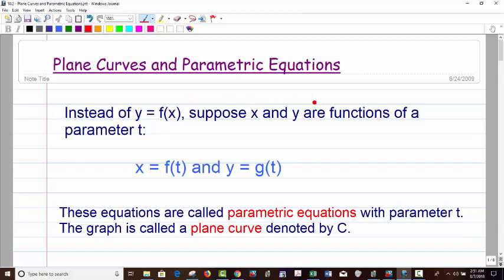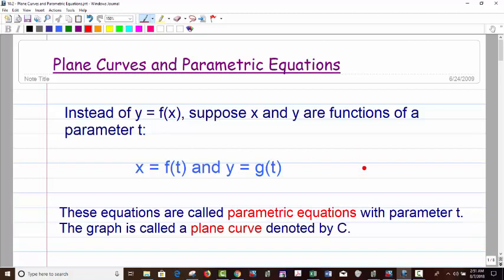Suppose that x and y separately are functions of a new variable, which we call a parameter, another new variable t. So in other words, t is the independent parameter slash variable, and then x and y are both two different functions of that t.